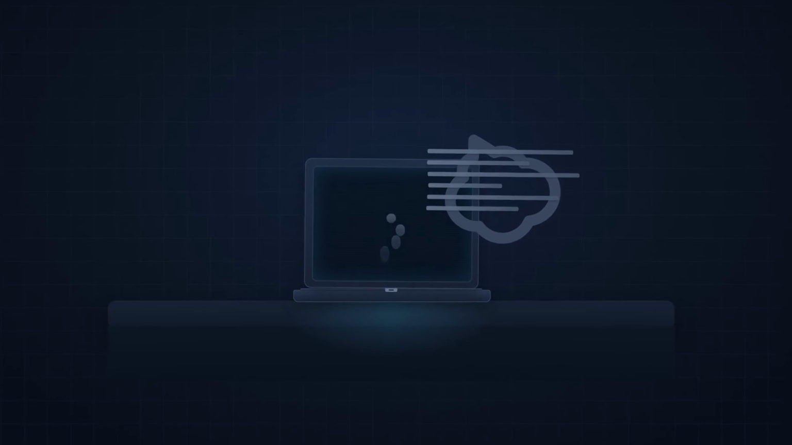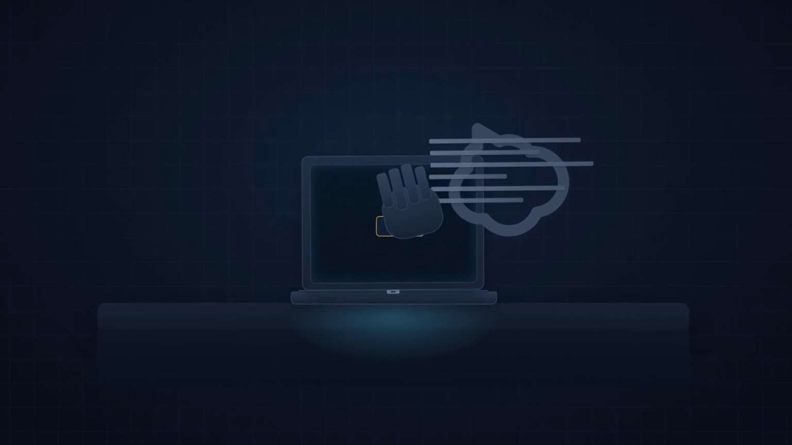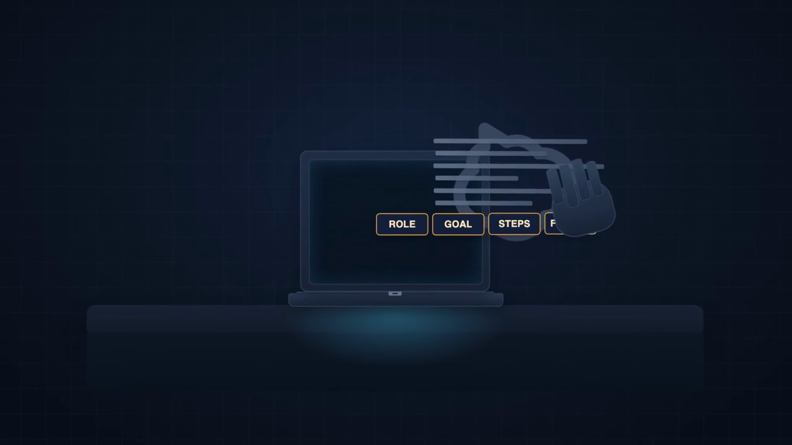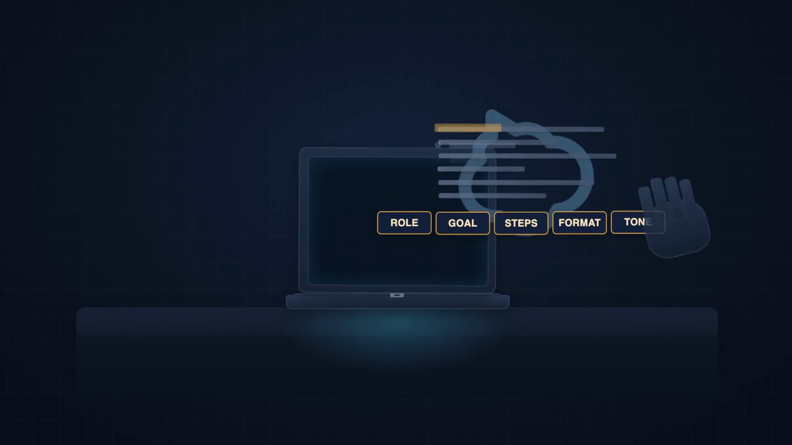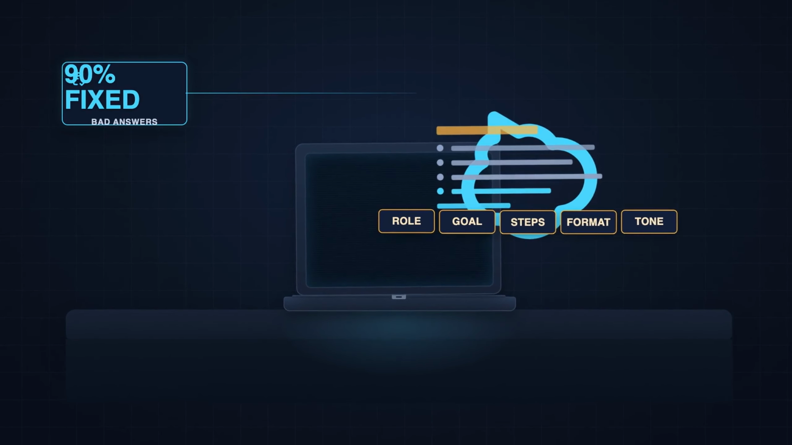If you blame the AI for vague, generic, or flat-out wrong answers, you are probably blaming the wrong thing. 5 prompt patterns fix 90% of bad AI answers fast. The problem is almost never the model.